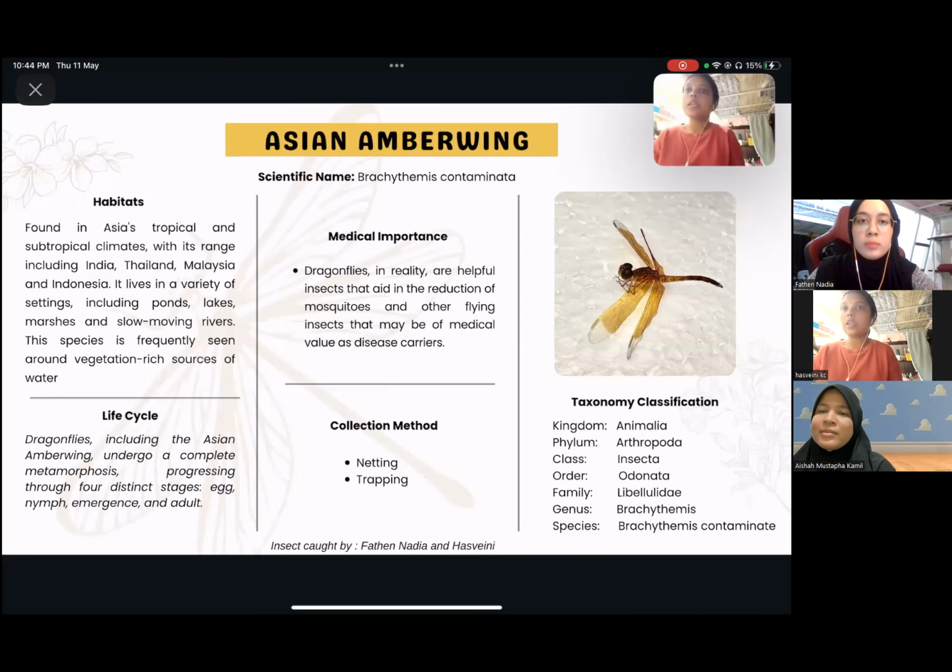is the Asian amberwing. So it's basically a type of dragonfly. The scientific name of this Asian amberwing is Brachythemis contaminata. It's found in Asian tropical and subtropical climates, with a range including India, Thailand, Malaysia, and Indonesia. It lives in a variety of settings, including ponds, lakes, marshes, and slow-moving rivers. So this species is frequently seen around vegetation-rich sources of water.